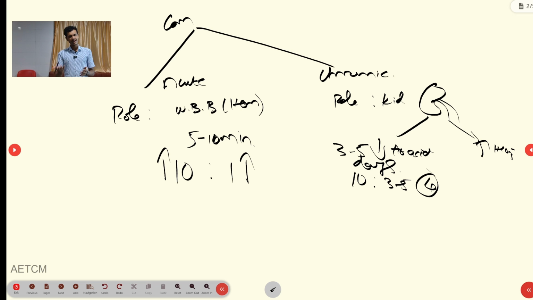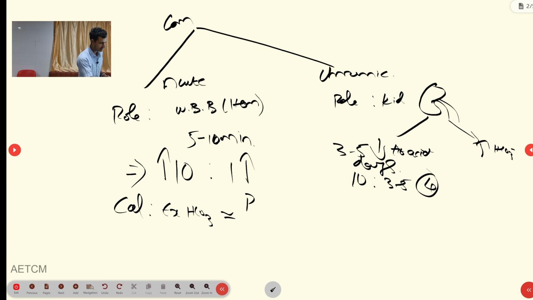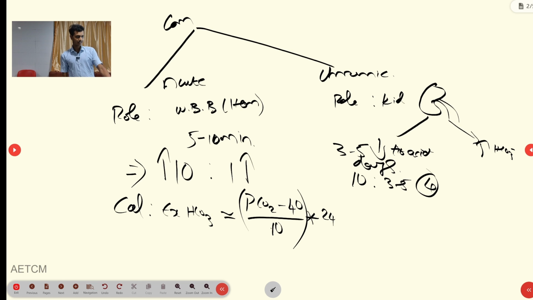There is one more calculation, and I think this is an easier one. The predicted or expected HCO3 level is approximately (PCO2 minus 40) divided by 10, plus 24. So the calculation is PCO2 minus 40 divided by 10, plus 24. For chronic it comes the same way, PCO2 minus 40 divided by 10, plus 24.